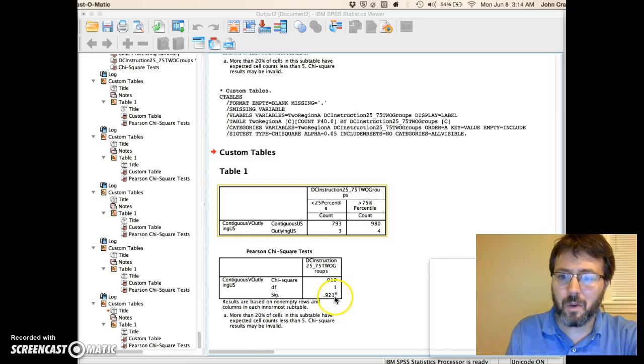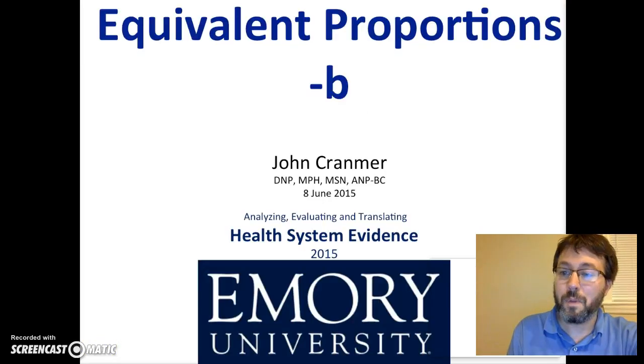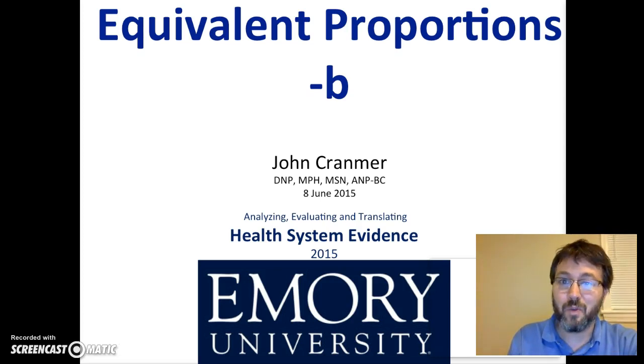So we'll pick up here where we left off in our last discussion of the p-value of 0.921 for our chi-square test. But before we do that, let's put our discussion in context. We'll be looking at equivalent proportions and tests for equivalent proportions, the second part of our talk in week 4.